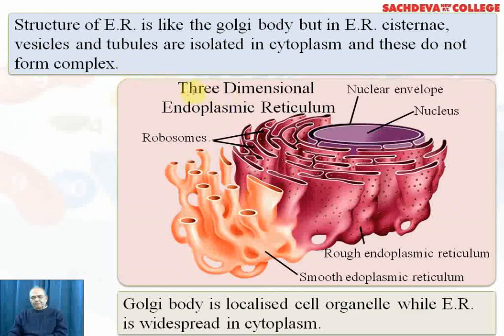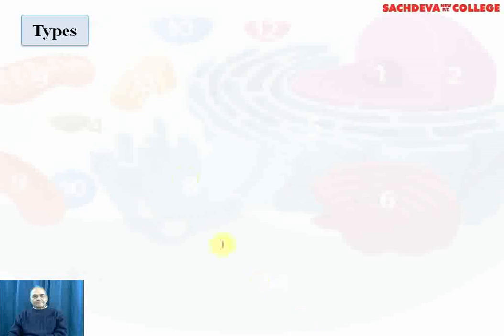Now you can see here the rough endoplasmic reticulum and the smooth endoplasmic reticulum, and you can see they are associated with the nucleus. Golgi body is a localized cell organelle, while endoplasmic reticulum is widespread in cytoplasm.